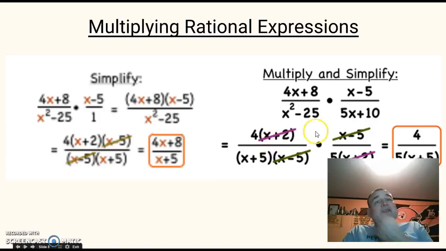Take a look at the second example. 4x plus 8, x minus 5, x squared minus 25, 5x plus 10. They don't even bother to put them together, which is the way I would prefer to do it. I just immediately start factoring everything that I can.